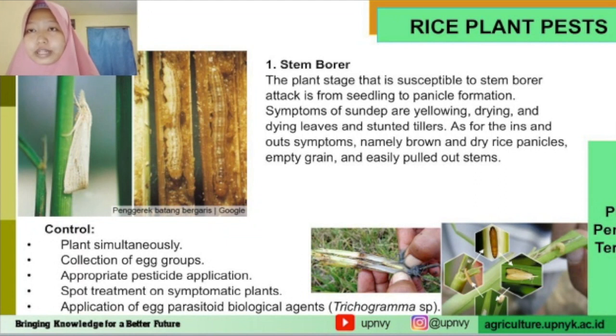Rice plant pest. The first, stem borer. The plant stage that is susceptible to stem borer attack is from seedling to panicle formation. Symptoms of sundep are yellowing, drying, and dying leaves and stem tiller. As for the beluk symptoms, namely brown and dry rice panicle, empty grain, and easily pulled out stem. Control: planting simultaneously, collection of egg groups, appropriate pesticide application, spot treatment on symptomatic plants, application of egg parasitoid biological agent Trichogramma sp.